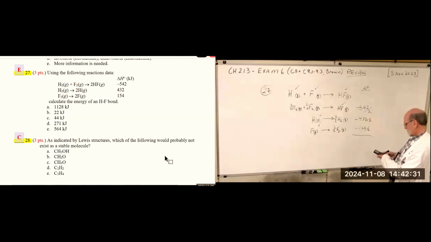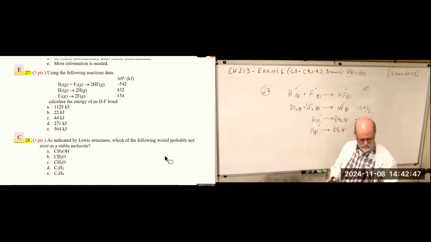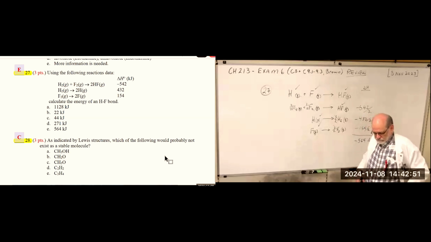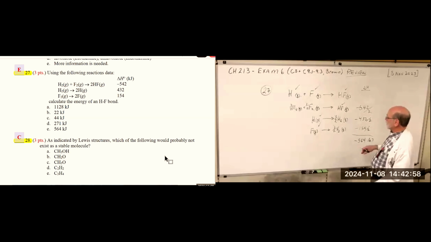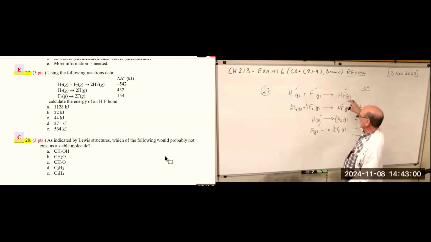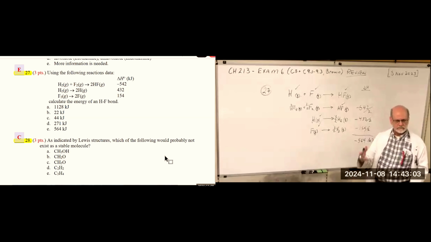542, 432, 154. Change the sign, divide by 2. I got 564, minus 564 kilojoules. No, yeah. Okay. Calculate the energy of the bond. This is the amount of energy that would be given up when the bond forms. Okay, I wrote it backwards.